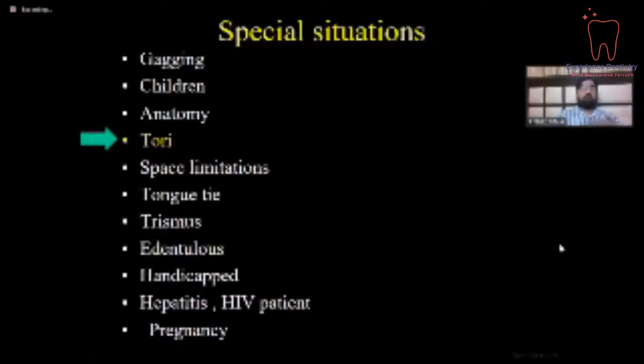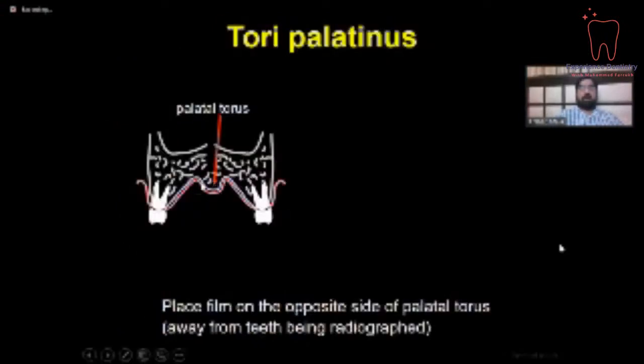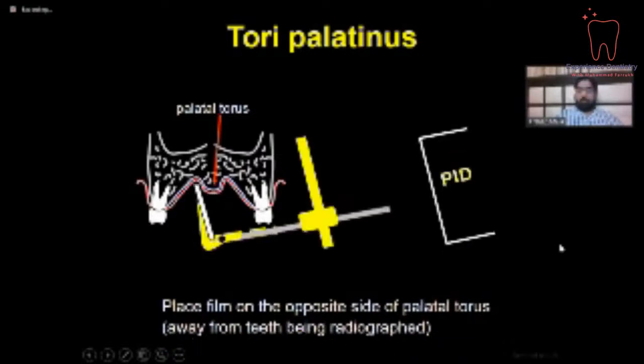Coming to the torus. Tori are also very annoying things when you are taking the radiograph. Torus palatinus in the maxilla and torus mandibularis in the mandible. Place the film on the opposite side of the palatal torus, away from the teeth being radiographed. You have to place this right here. This is your palatal technique instrument, which is placing the film right here, but place it away from the torus.